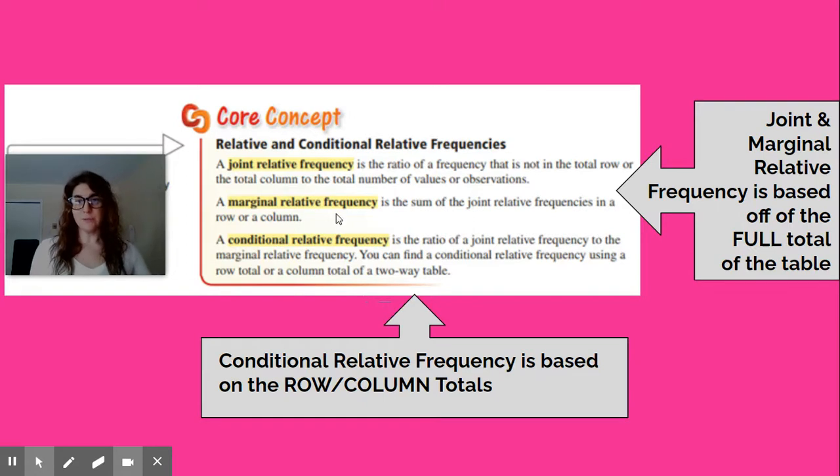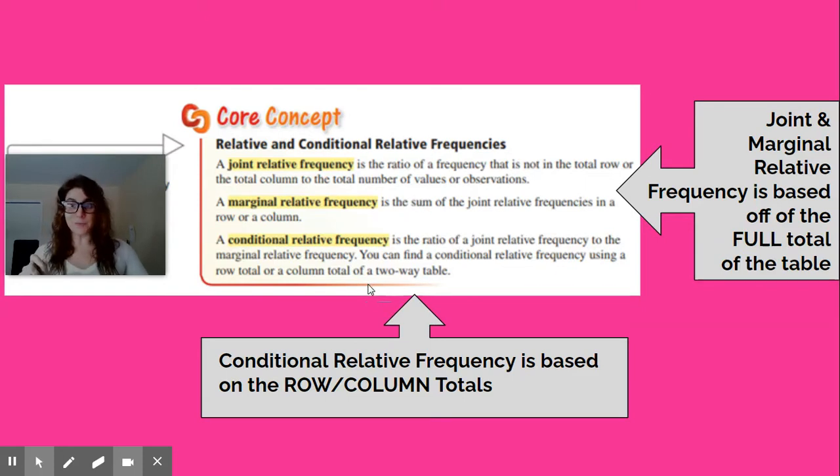So the joint and marginal frequencies, that is based off of your full total. So how many total people you were surveying. So like in that junior and senior class, there was 220 total students there. So the joint and the relative is going to be out of 220.